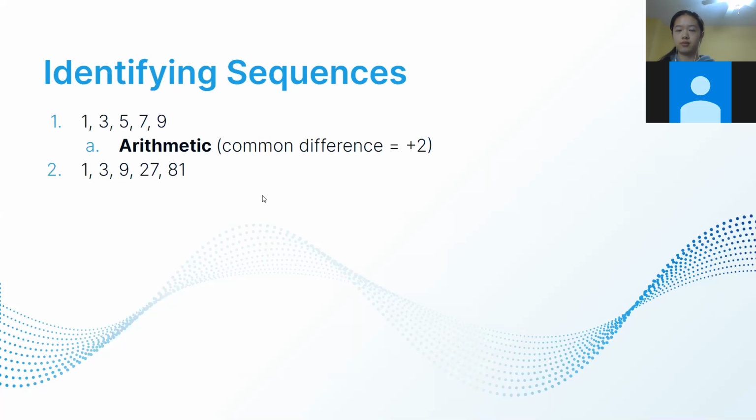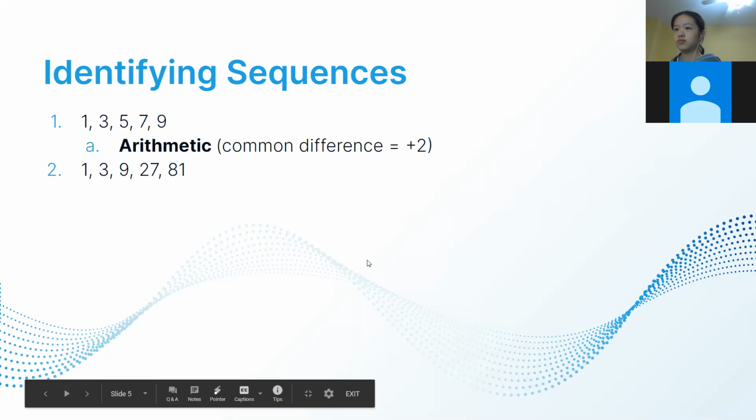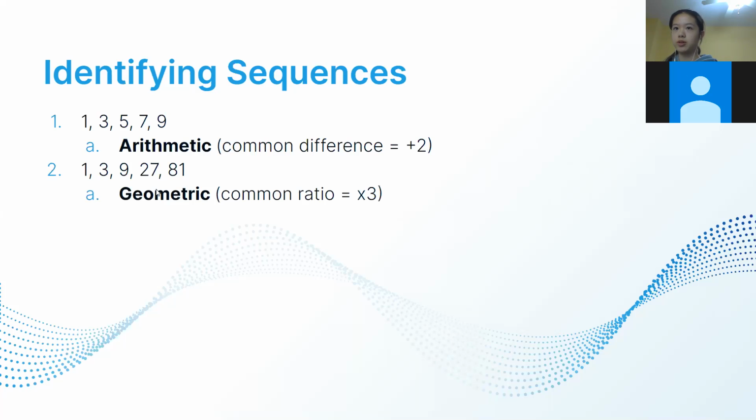Okay, now the sequence 1, 3, 9, 27, 81. When you answer, also put the common difference or ratio. Okay, so yes, this is a geometric sequence with a common ratio of 3. In other words, each time we multiply by 3 to get the next number.